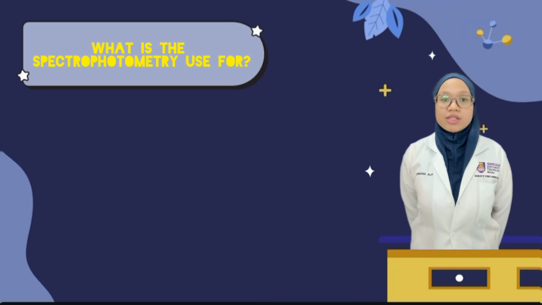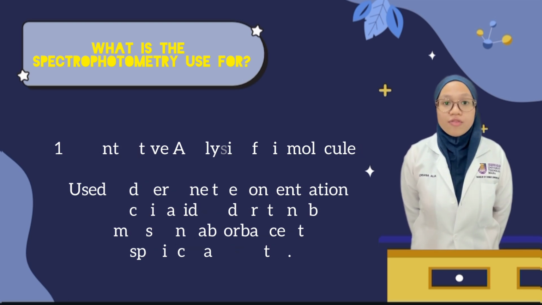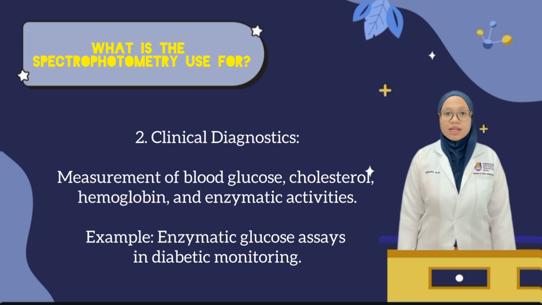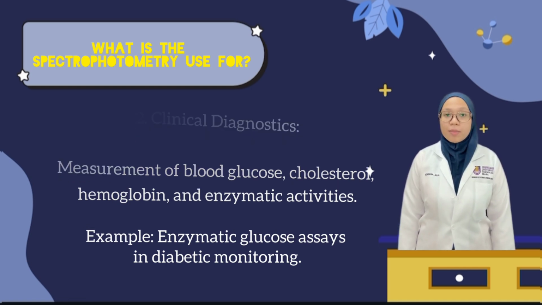What is the spectrophotometry used for? First, quantitative analysis of biomolecules, used to determine the concentration of nucleic acid and protein by measuring absorbance at specific wavelength. Second, clinical diagnostic, measurement of blood glucose, cholesterol, hemoglobin, and enzymatic activity. For example, enzymatic glucose assays in diabetic monitoring.